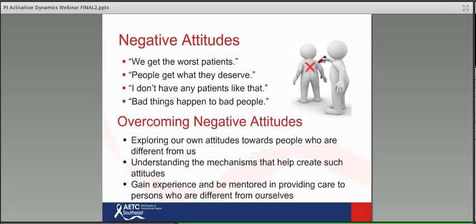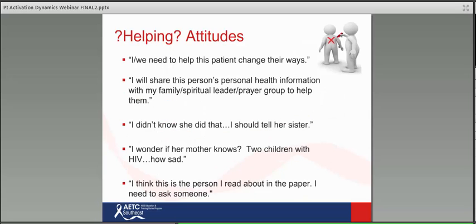How do we overcome negative attitudes? Well, we explore our own attitudes towards people who are different from us. And we need help with that. We need our organizational help with that. We need to be reminded, just like we're reminded about how to run a good code or how to get out of the building if there's a fire, we need to remind ourselves how to provide non-judgmental care. Sometimes we go in with the thought that we're helping someone.